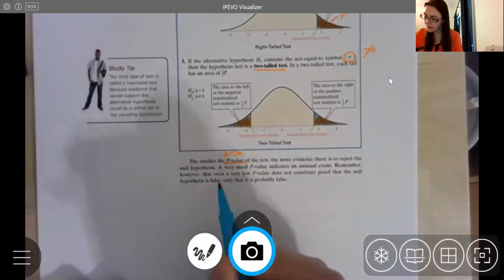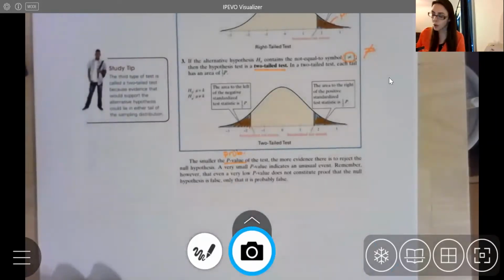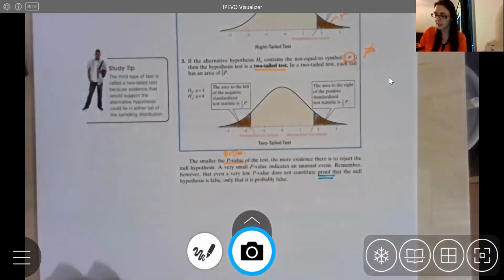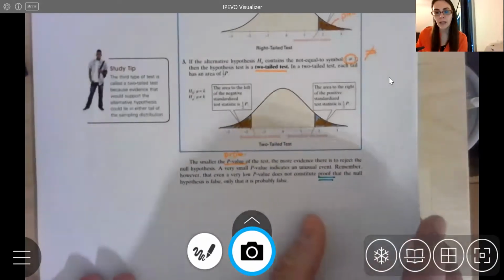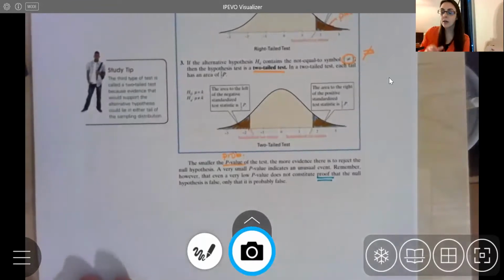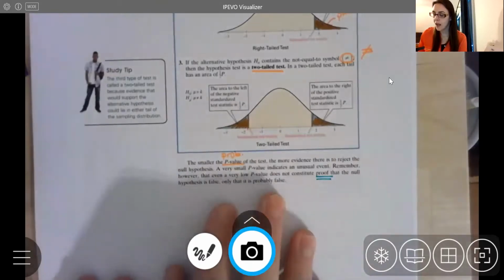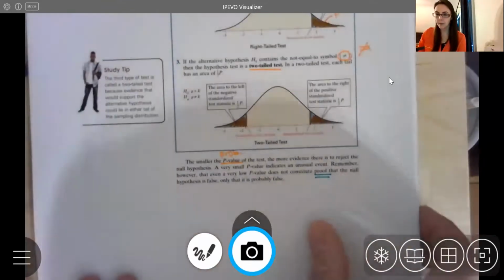Also, just remember that there's always a chance for error. So even if the p-value is very, very low, it's not 100% proving the null hypothesis is false. It's only probably false. So again, just like with confidence intervals, where we said we're 95% confident that the mean occurs here, it's the same thing with hypothesis testing. When we use an alpha of 0.05, we're basically saying we're 95% confident in our results. So it's a very similar idea.